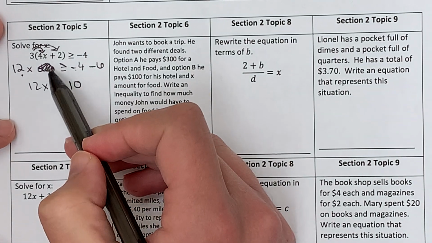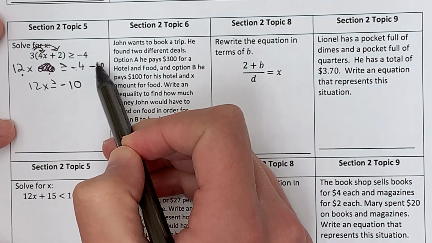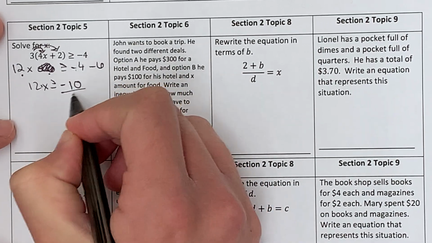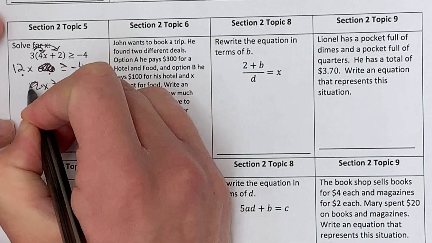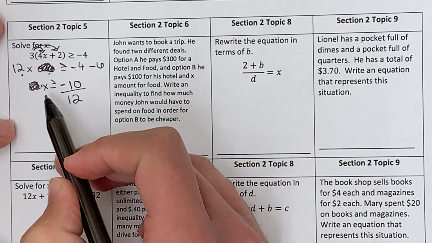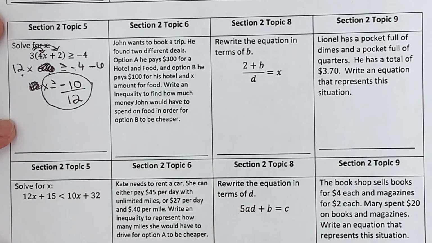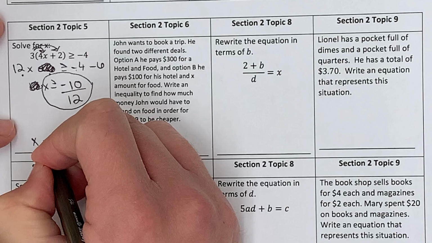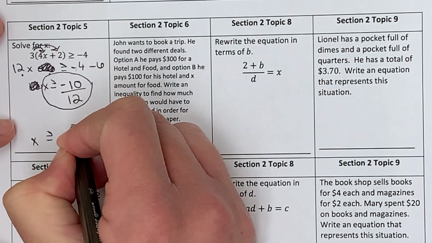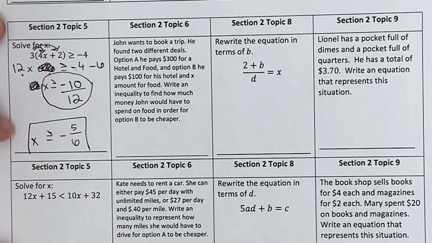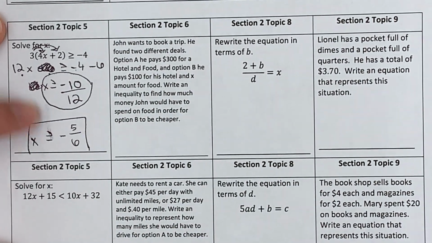And just like we did up here, if we move it over here as the opposite, then it goes away. So the 12 and the x are multiplying. If I divide the other side by the 12, the 12 goes away. And there we go. There's our answer. X is equal to or greater than -10 over 12. And you know what? We can actually simplify that down, so let's do that. X is equal to or greater than -5 over 6. Half of 10 is 5. Half of 12 is 6.